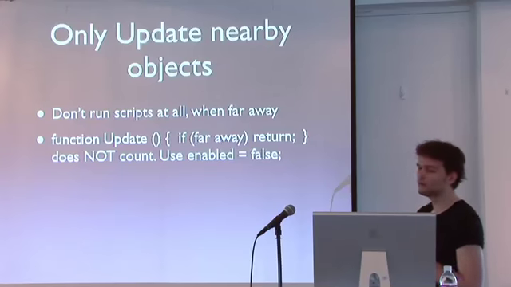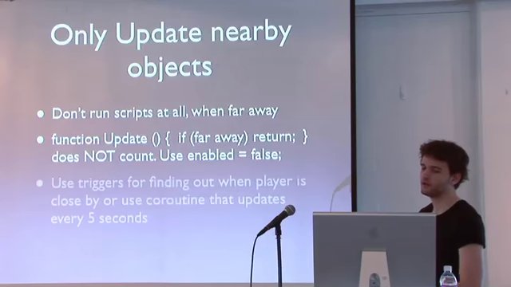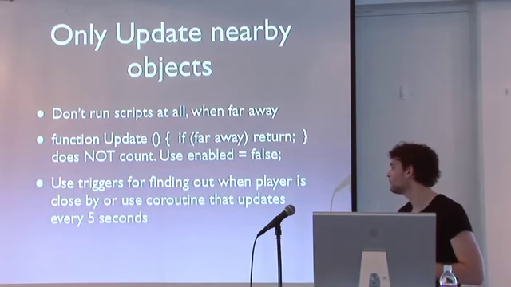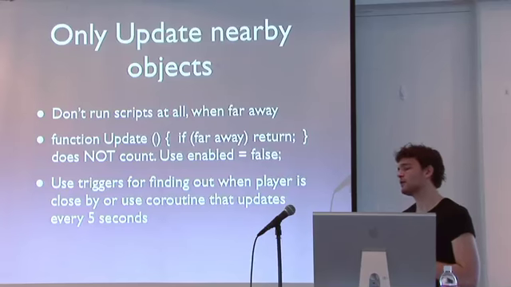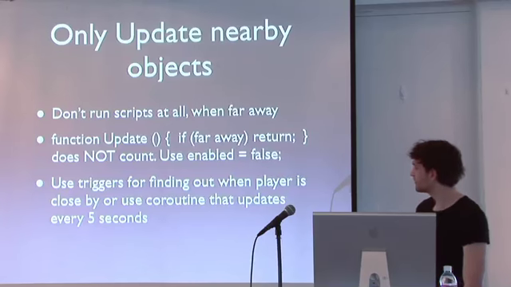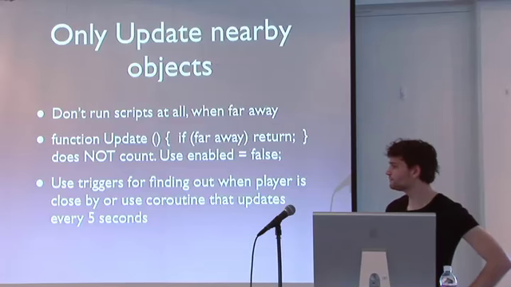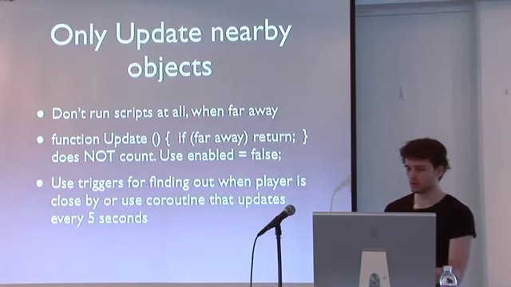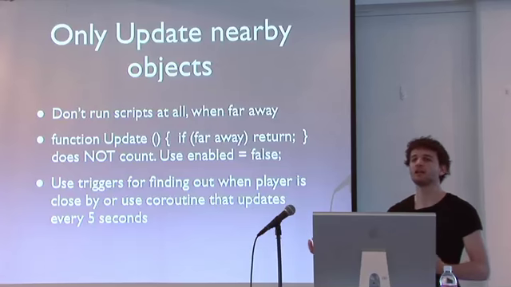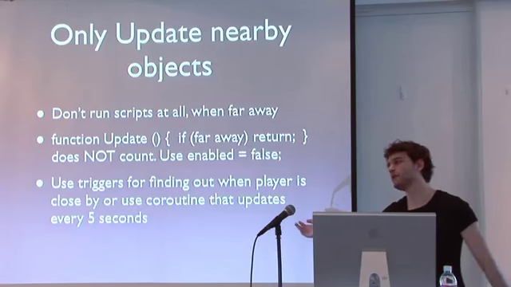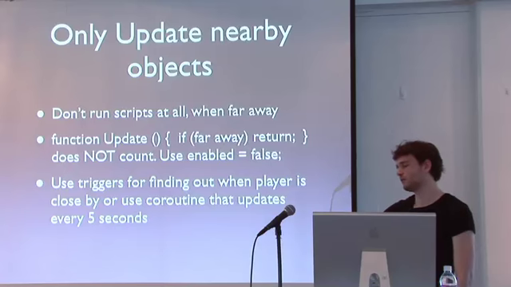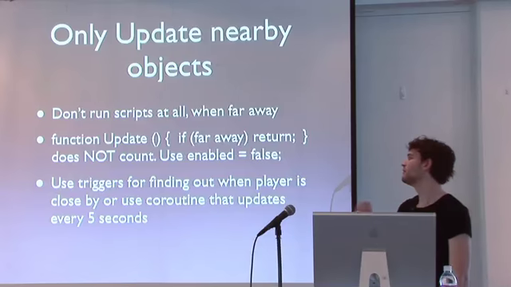So the question is, how do I figure out if a player is far away or not? So there are basically two ways to do that. Either you have like a loop running in a coroutine. So you basically check in a coroutine every 5 seconds: is the player now close by? No. Yield, wait for 5 seconds. Next. Yield, wait for 5 seconds and check again. And if it's close by, you enable it.